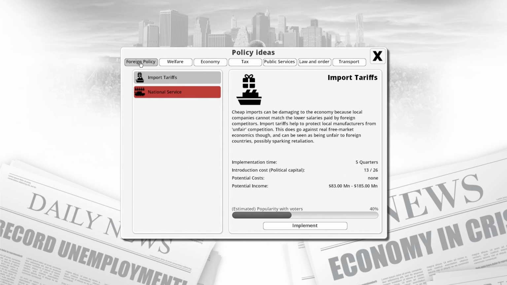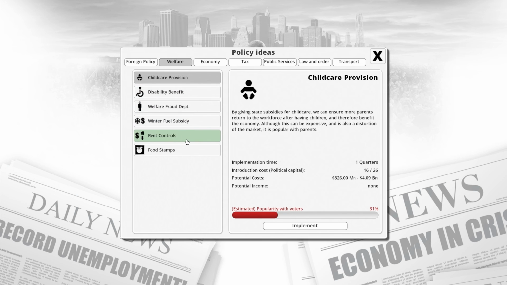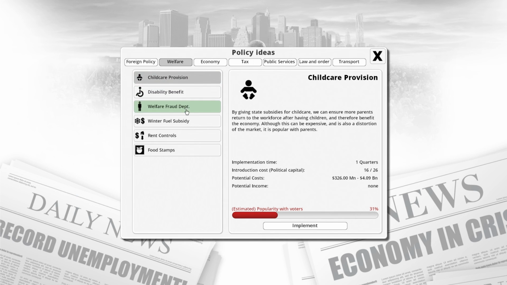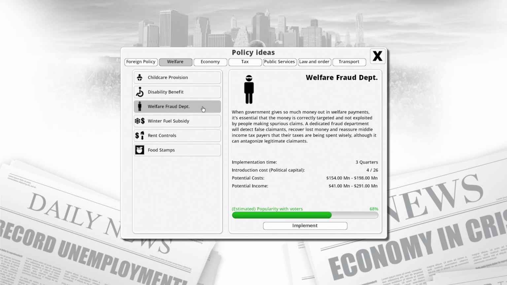Now I can go through different categories and we can put in different policies. So say I wanted to add a disability benefit. This one's going to cost me some money. There's no income from it. And how popular is it with the voters? So 25%. It's not so popular. This one's a little better. Welfare fraud department. This one's actually not bad.